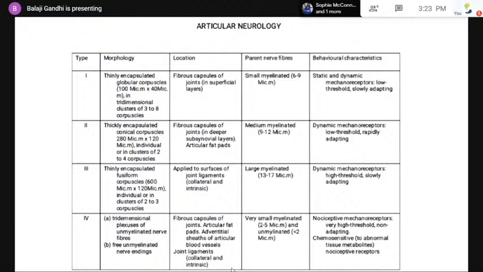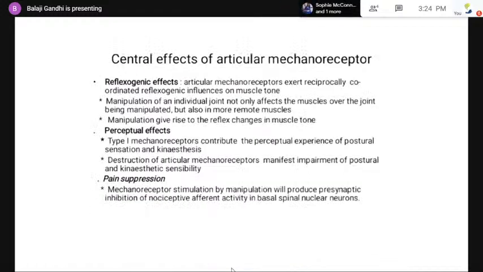Reflexogenic effects: the articular mechanoreceptors exert a reciprocal, coordinated reflexogenic influence on muscle tone. When therapy or mobilization is given, it influences the muscle tone around the joint, and this manipulation affects not only the near muscles but also the remote muscles. The manipulation gives rise to reflex changes of the entire muscle tone in and around the joint, and even the remote muscles. So that's the reflexogenic effect, followed by pain reduction.